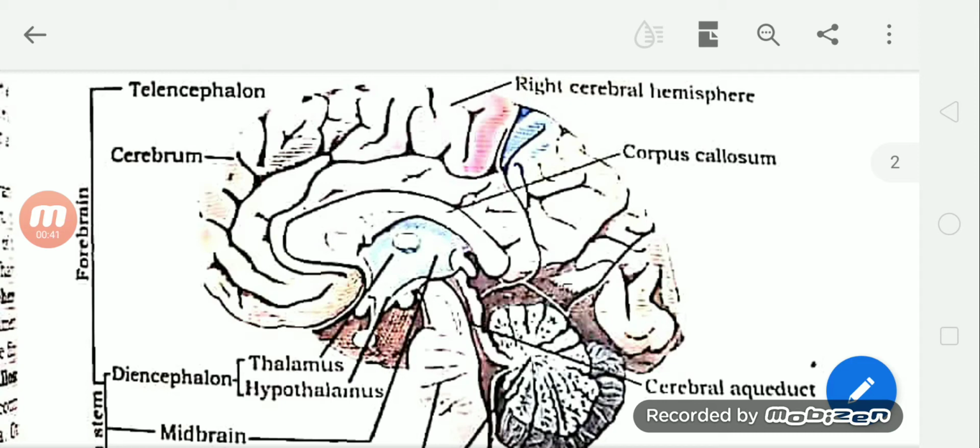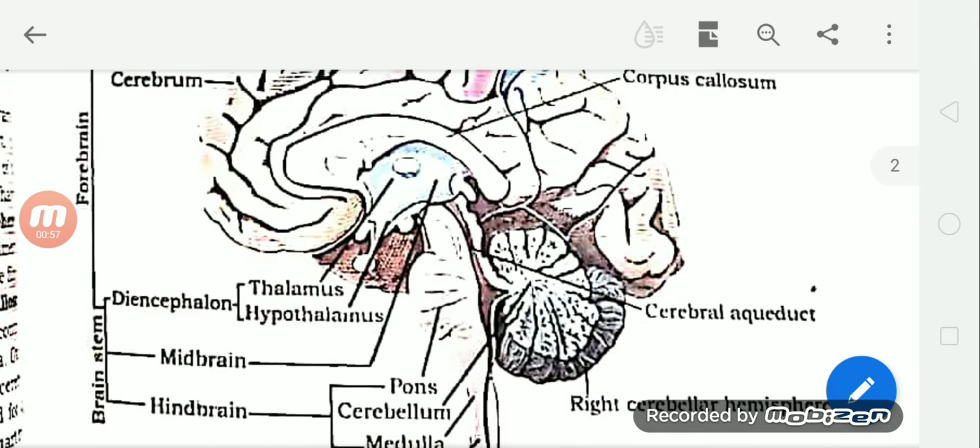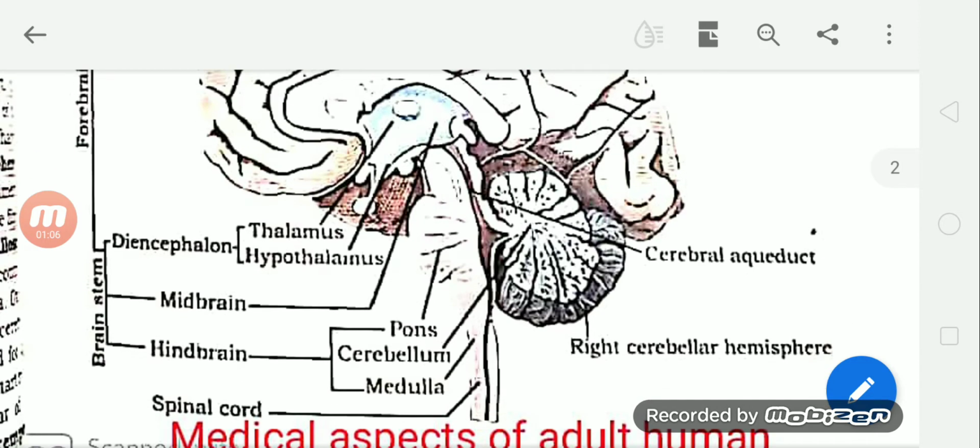The human brain is divided into three main parts. The first is the forebrain. It has the cerebrum and telencephalon. The midbrain contains the thalamus and hypothalamus. The hindbrain contains the pons, cerebellum and medulla.